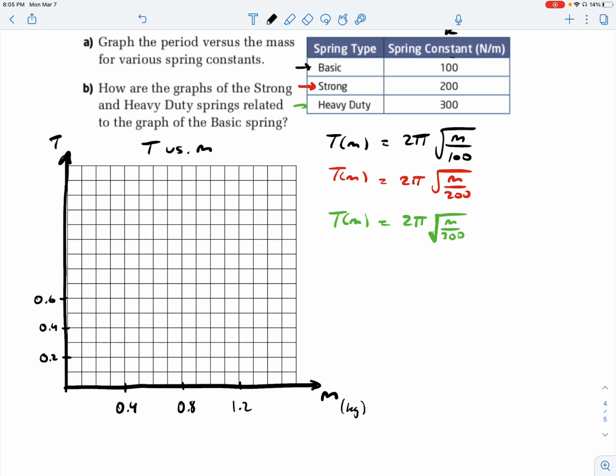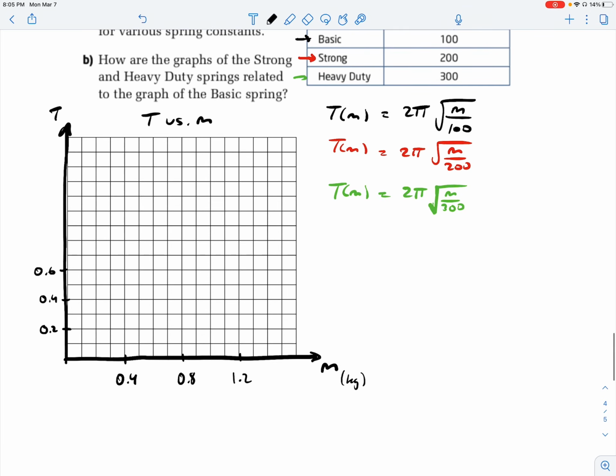Okay, so those are going up by 0.2. So the first one, the basic spring, we have a starting point at 0, 0, and then at 0.4, we're actually at 0.4 again. So we have this next point. At 0.8, we're just below 0.6. So we're about right here. And then at 1.2, I know we're just below 0.7. So that would be just below right there.